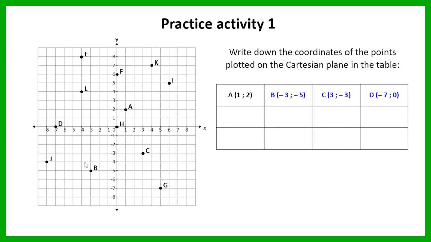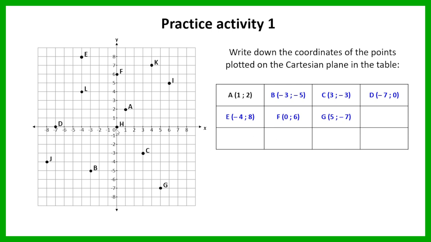Then point E is over here. It has got an x value of -4 and a y value of 8. So point E is -4, 8. Then point F is sitting over here. It's on the y-axis. That means that the x value is 0 and the y value in this case is 6. So your point F is 0, 6. Then point G is over here. It has got an x value of 5 and a y value of -7. So G is 5, -7.